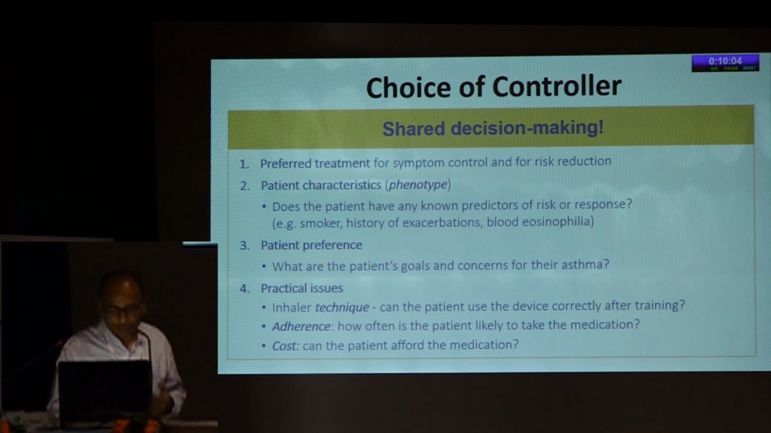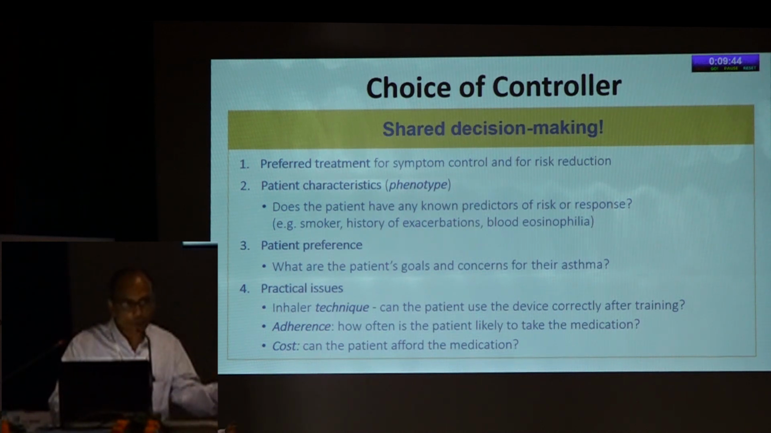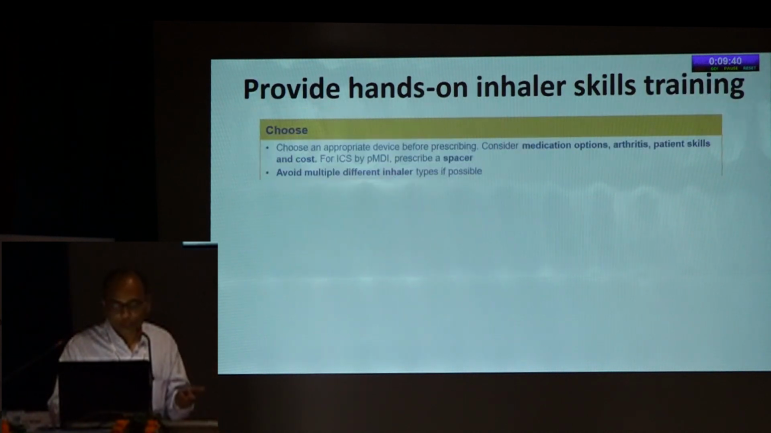And depending on the patient phenotype and his preference, we have to do that. And then for a particular device that you are using, you have to ensure that the patient is using the right technique, he is adhering to it, and cost can also be one of the factors. So all these are the factors which will help you decide which appropriate device to use. If you have advised a device which he does not want to use, then be assured he will not use it. So that's the reason why you have to ensure that.